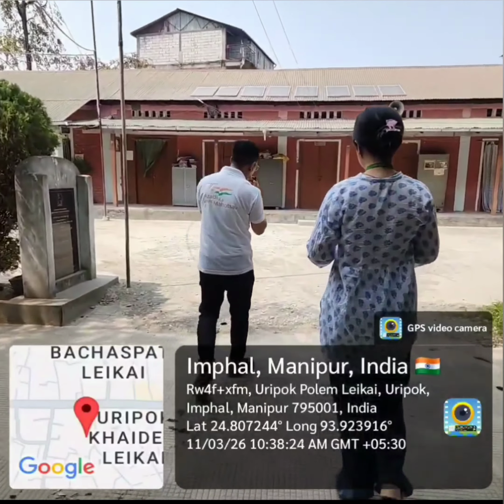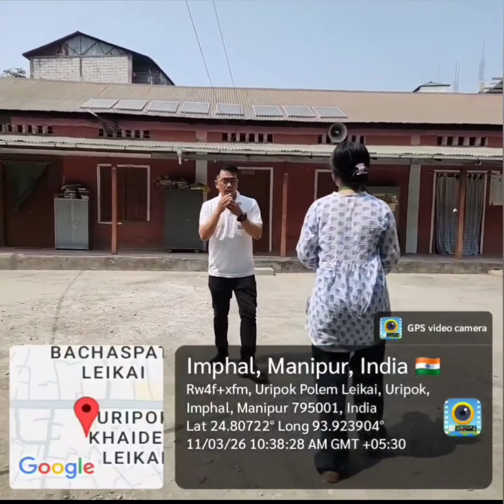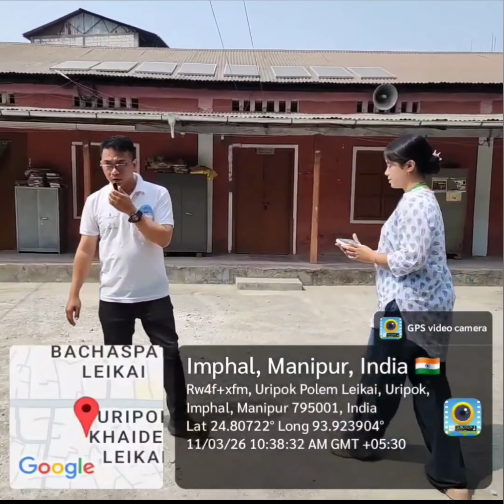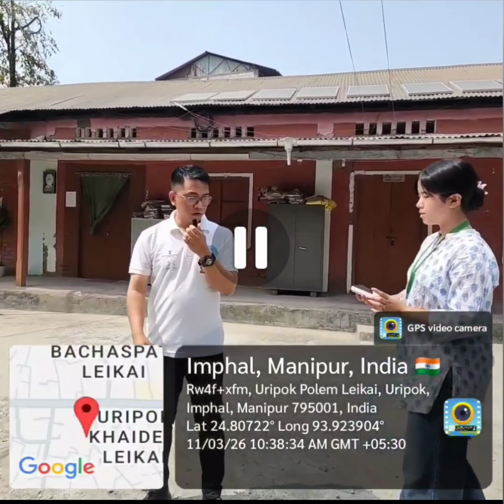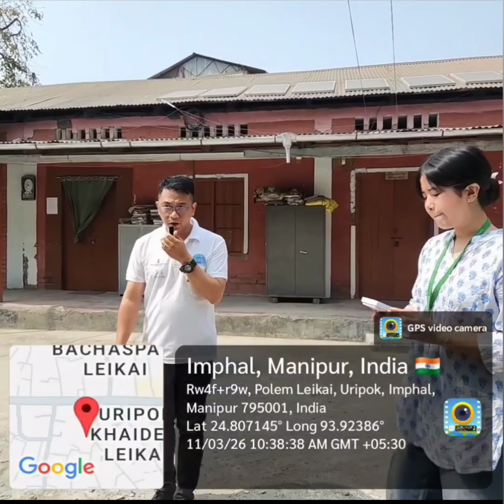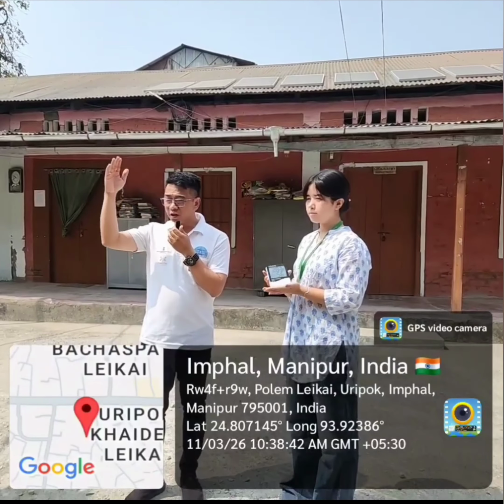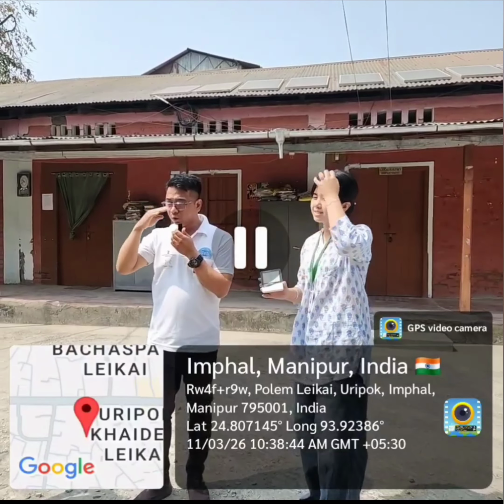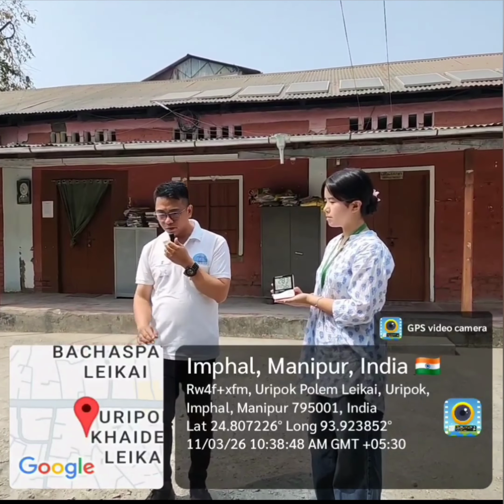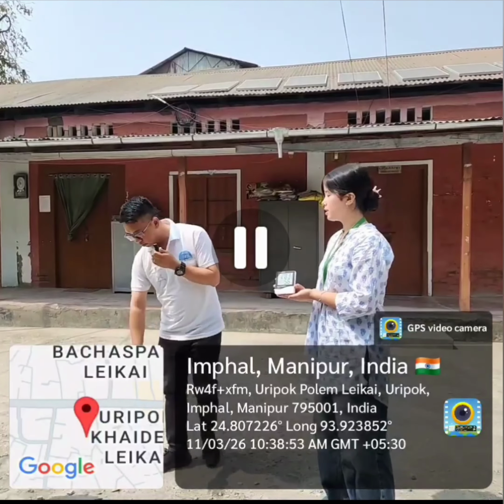Move to the next location inside the school campus. Okay, now we are in the main playground area. This is the exposed area where we get the direct sunlight. And what is the surface here? The surface is concrete.